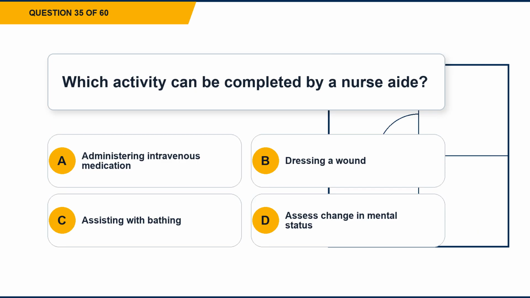Question 35. Which activity can be completed by a nurse aide? Option A, administering intravenous medication. Option B, dressing a wound. Option C, assisting with bathing. Option D, assess change in mental status.